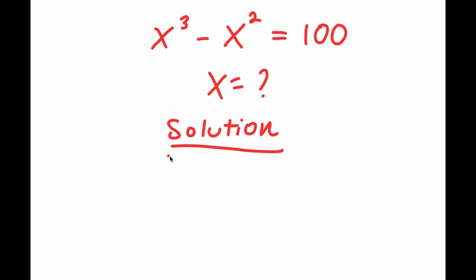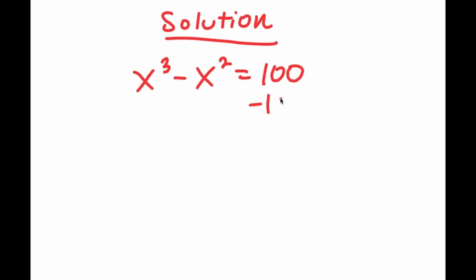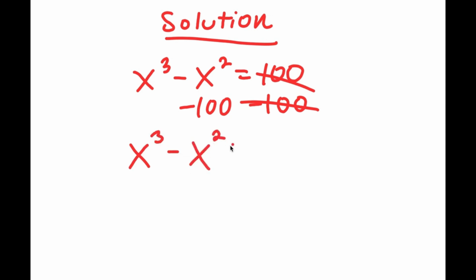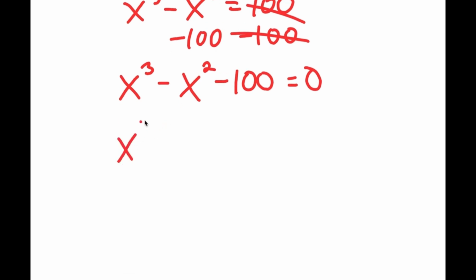I'm going to rewrite my equation down here so I have a little more solving space. So I have x to the power of 3 minus x squared is equal to 100. And now I'm going to subtract 100 on both sides as my first step. So now I get x to the power of 3 minus x squared minus 100 is equal to 0. From here, I'm going to rewrite negative x squared as negative 5x squared plus 4x squared.